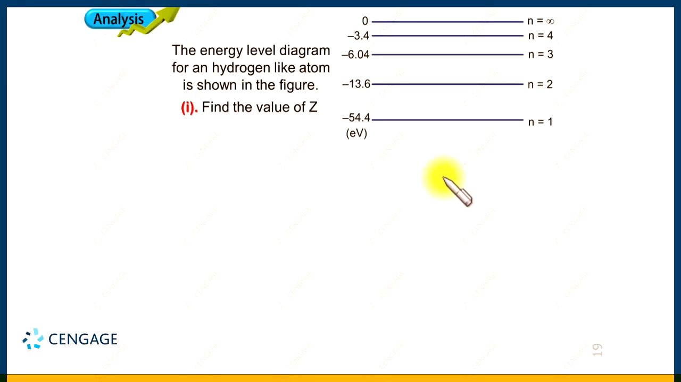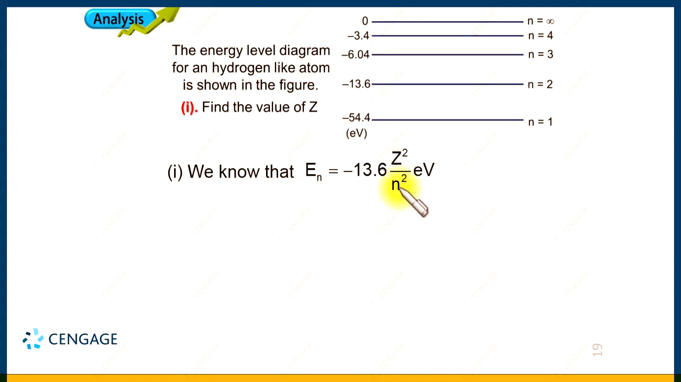You can observe here n equal to 1, energy is -54.4. These are the energy levels. These energy levels are governed by the formula En equal to -13.6 Z square divided by n square electron volt, right? If we substitute the value of Z, the atomic number, and n equal to 1, 2, 3, 4 and so on, we get the values of En.